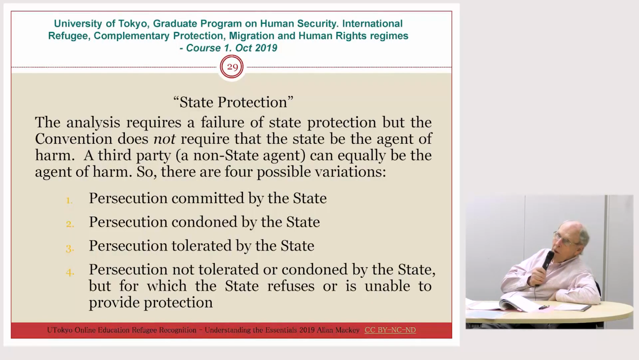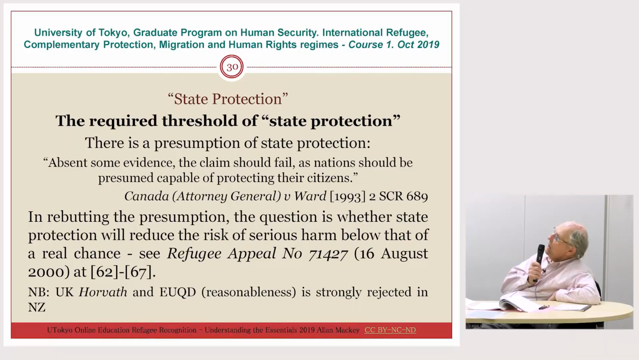And that is somewhat the most difficult one, the unable, because it's very hard to get good evidence on what is unable to give protection. So in a lot of countries, we rely, therefore, on the risk test at that point to say whether the risk is high enough. But anyway, there's always a presumption of state protection. Absent some evidence, the claim should fail, as nations are presumed to be capable.